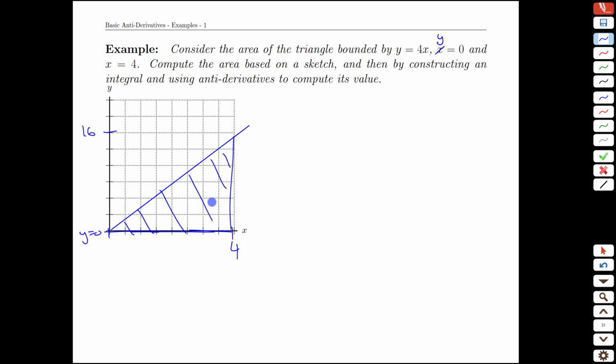And we already know that that area is going to be equal to the area of a triangle, 1/2 base times height. We know the base here is 4, and we know the height is 16. That'll be 64 over 2. That'll be 32 square units.